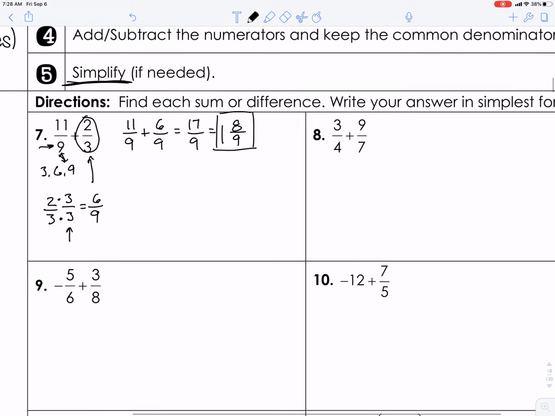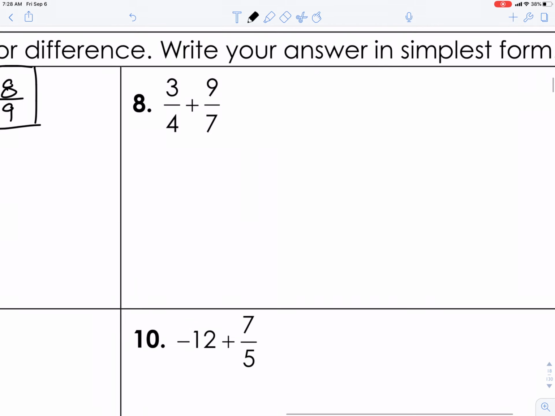Let's look at number 8. I've got a 4 and a 7 as denominators, 3/4 plus 9/7. I got to come up with something that both numbers go into. Okay, now I can multiply them together, 4 and 7. 4 times 7 gives me 28.